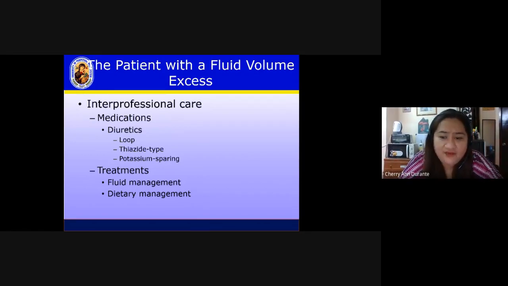So, then you have your thiazide. So, lahat ng mga thiazide type, may thiazide sa dulo. Hydrochlorothiazide.